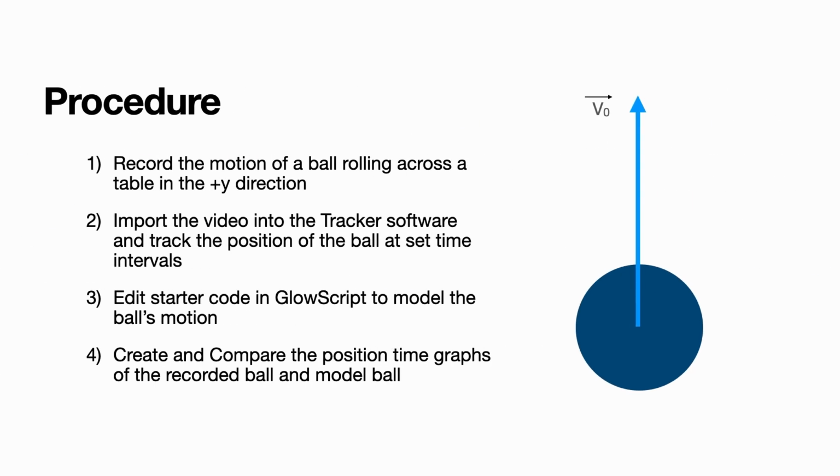To complete this lab, I followed 4 steps. First, I recorded the motion of a ball rolling across the table in the positive y direction. Second, I imported the video into Tracker to track the position of the ball at set time intervals. Third, I edited starter code and GlowScript to model the observed ball's motion. Finally, I created and compared the position time graphs of the recorded ball to that of the model ball.